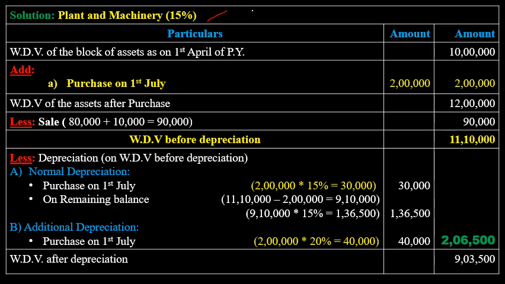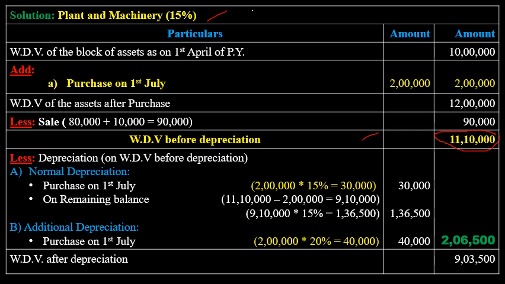So then the written down value before depreciation is 11 lakh 10,000. That is the value which you have to consider for the calculation of depreciation. This is important: the written down value before depreciation. We have to calculate the depreciation on that, not the other values. So, less depreciation. Here, normal depreciation as well as additional depreciation.